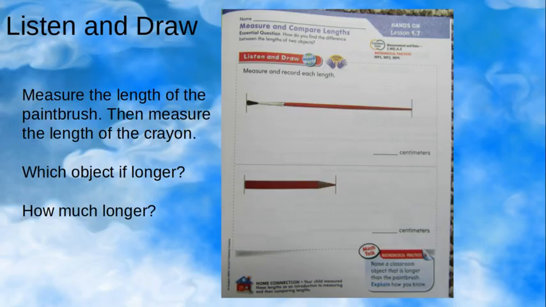Go ahead and open up your workbook to Lesson 9.7, the first page of the problem set. You're also going to need your ruler for today's problem set, so make sure you have both of those things ready before we begin. If not, hit pause now.